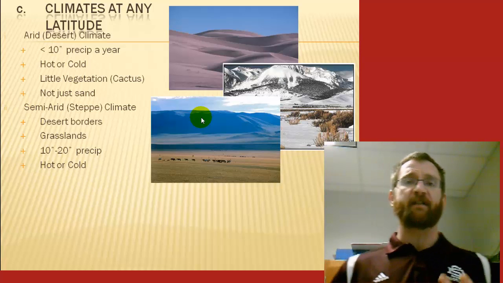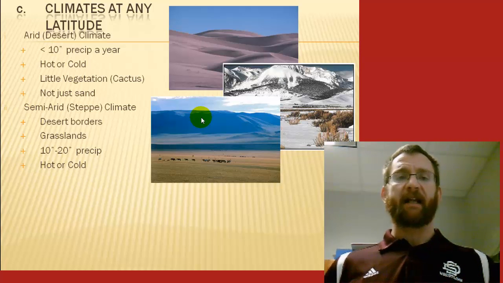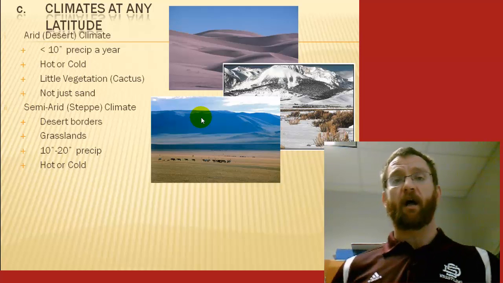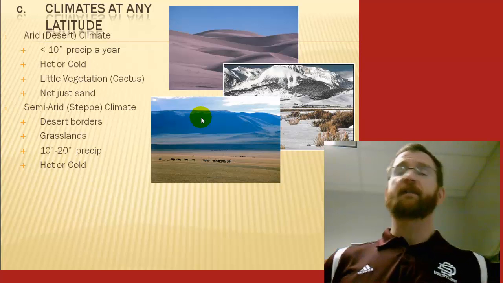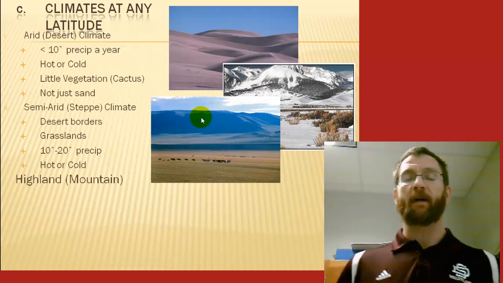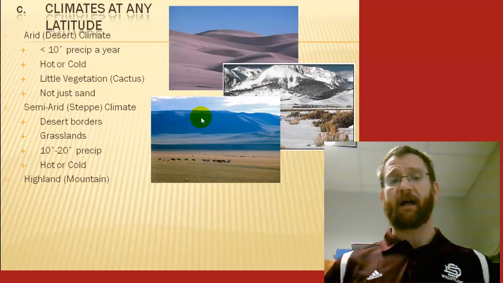The African savanna is a sort of steppe climate. Central Asia is a steppe climate. Kazakhstan, Mongolia, and even far western China are considered a steppe climate.